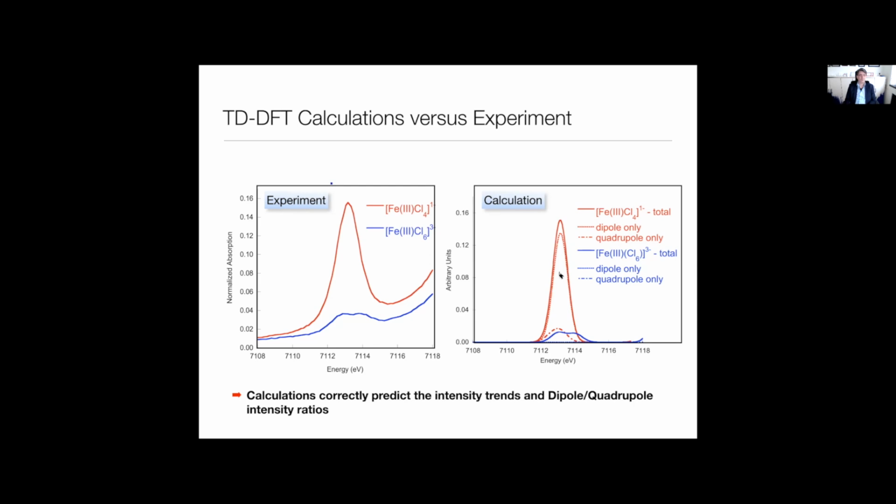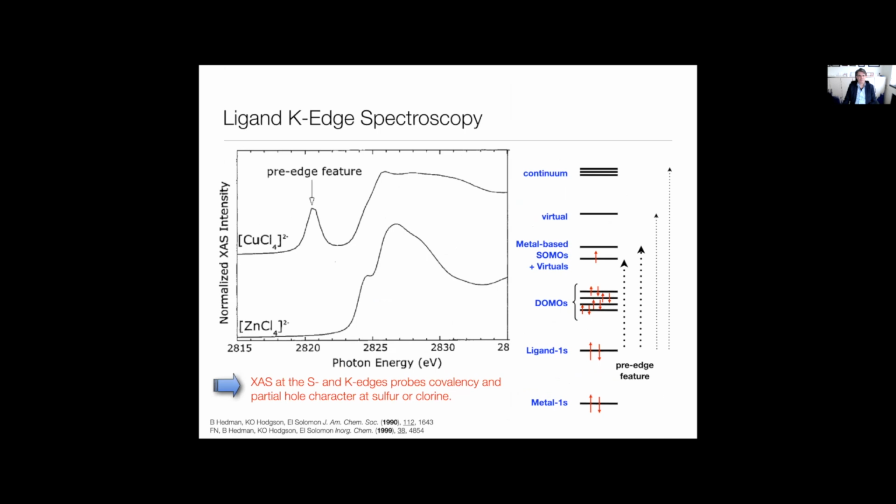And I know that there are beautiful experiments that have been done on oriented crystals that prove that there is a quadrupole mechanism at work in some cases where the electric dipole is really, really forbidden. But the calculations quite typically predict the intensity trends, the trends in the transition energies, and the dipole-quadrupole intensity ratios quite reasonably.